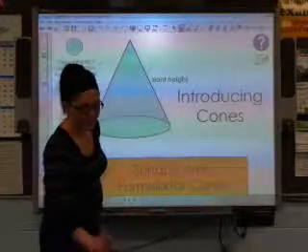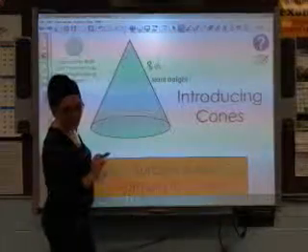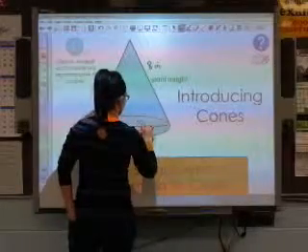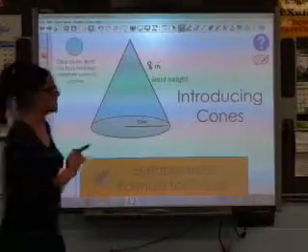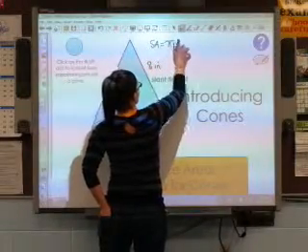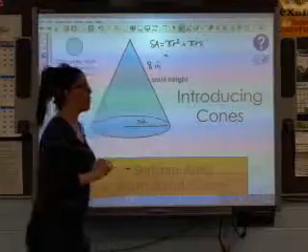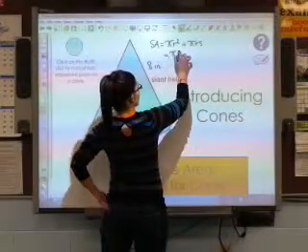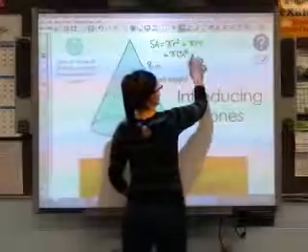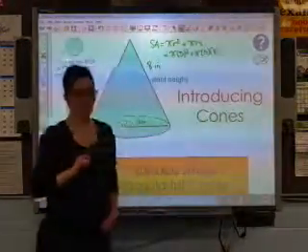So this is example number 3. This is 8 inches, and this is 5 inches, the radius. If I wanted to calculate the surface area, it is pi r squared plus pi r s. So pi r squared becomes pi times 5 squared, plus pi times r times s, which is 8.